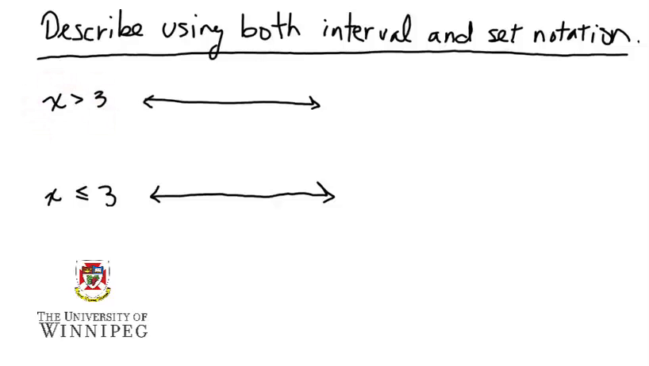Let's take a look at our first example, x is greater than 3. We can begin by drawing the number 3 on the number line. We're going to use an open circle at the number 3, and we're going to shade in everything greater than the value of 3. In interval notation, we're going to use an open bracket at 3 and go all the way up to positive infinity. And in set notation, this is the set of all x values such that x is greater than 3.